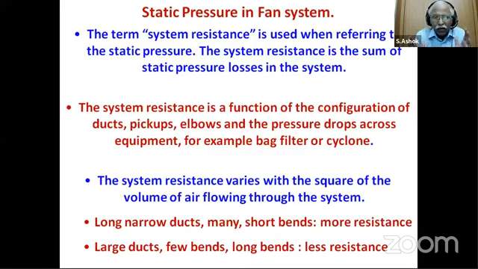Wherever the duct goes, we go by A1 V1 equals A2 V2, area and velocity. But still, the system resistance varies with the square of the volume of air flowing through the system. Longer and narrow ducts and many short bends introduce more resistance in the blower delivery static pressure, and larger ducts, fewer bends and longer bends always give less resistance in the static pressure.